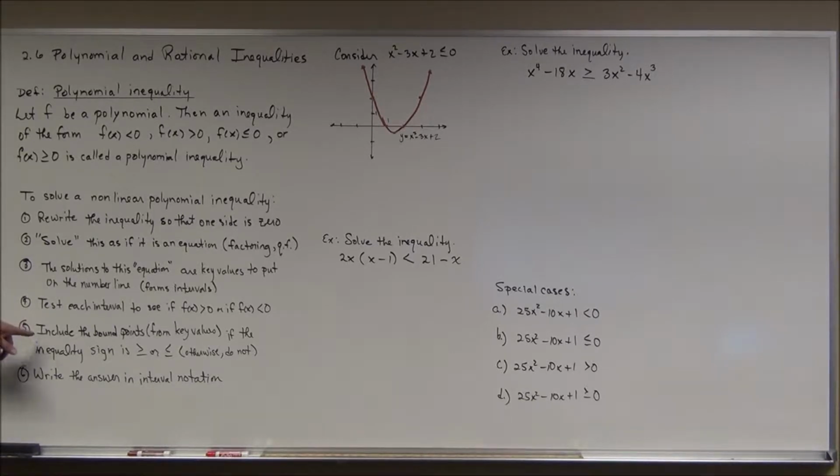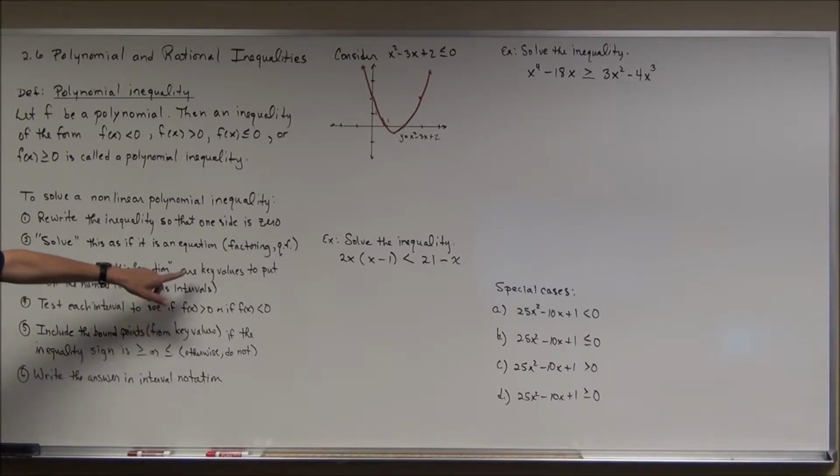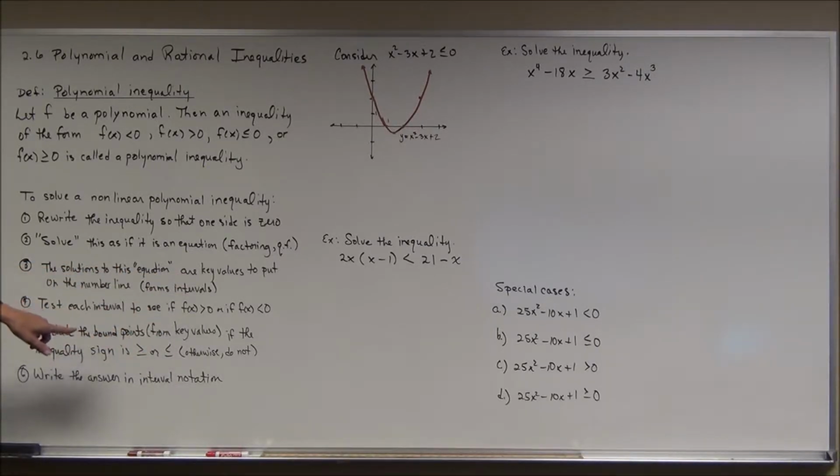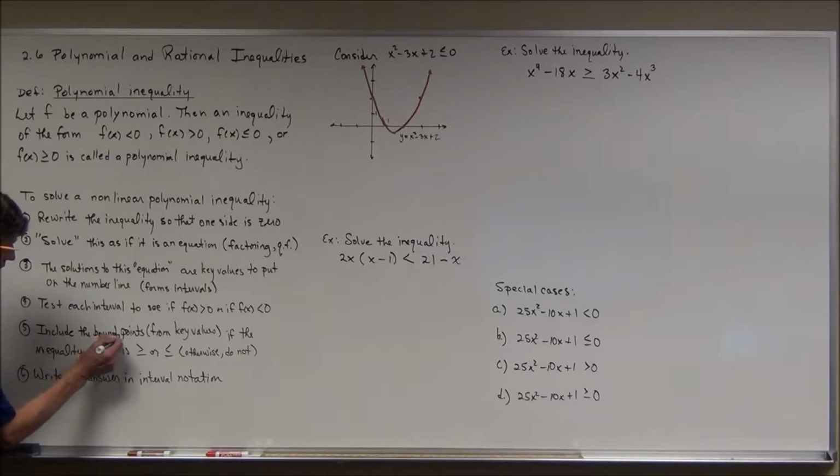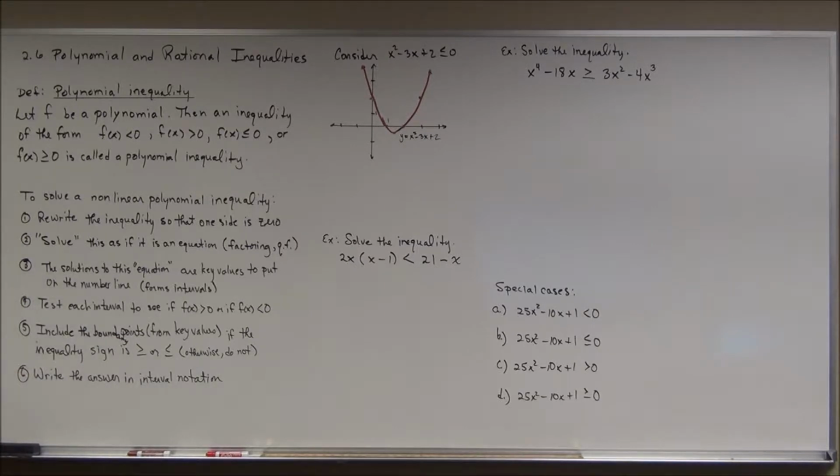Okay, now it also says the boundary points, which are the key values, the points that are graphed on the number line, are used if the inequality sign is greater than or equal to, less than or equal to. It's kind of like the filled-in dots that we used back in our Algebra 1 days. And if they don't have the equal to part, if it's just a greater than or less than, then we're not going to include those boundary points. And then once we have this all sketched out on the number line, we're going to write our answer in interval notation.